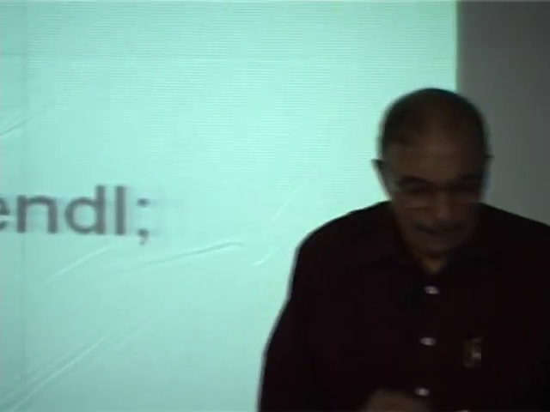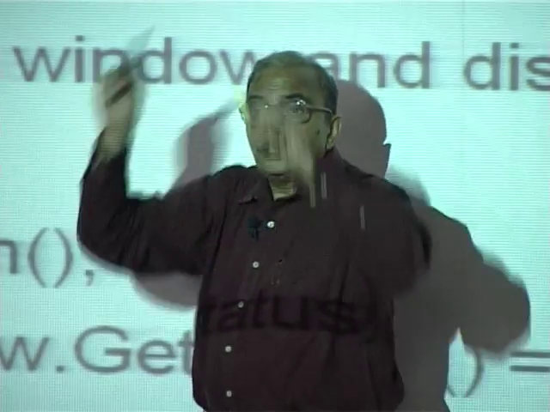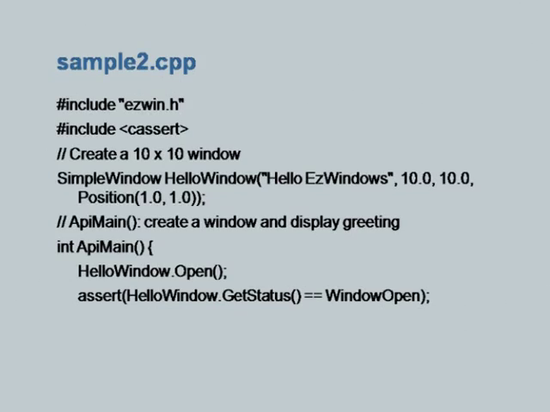So this is one program, and this is the second one. Notice here, I am using cassert. So the assert library is included by saying cassert. I have a simple window whose name is not W this time, it is hello window. Hello window is the title that will appear in the diagram that I showed. Now that hello window will have this title, and its size will be 10 by 10. And its position is 1 comma 1.